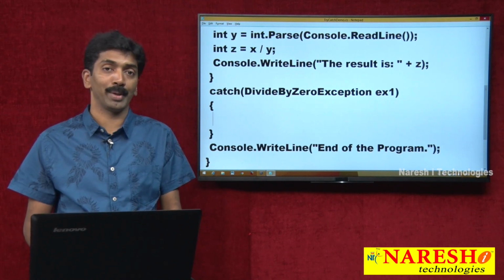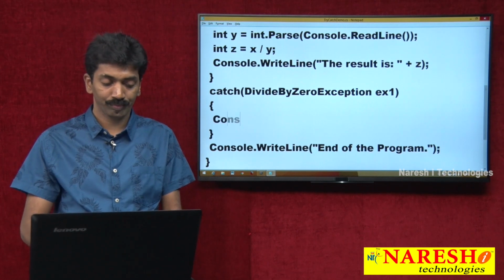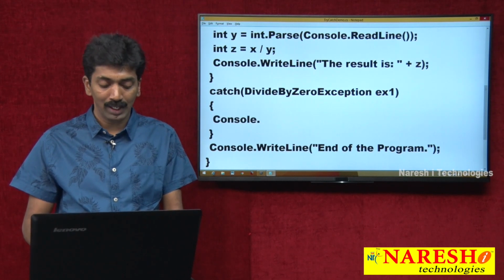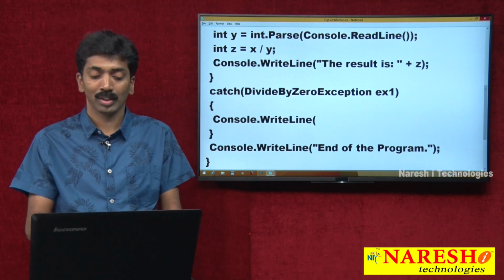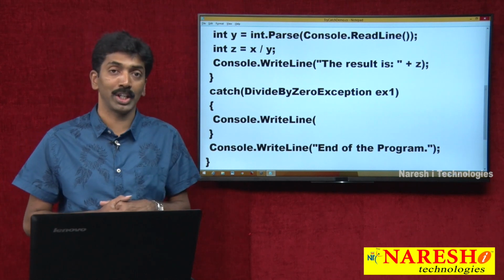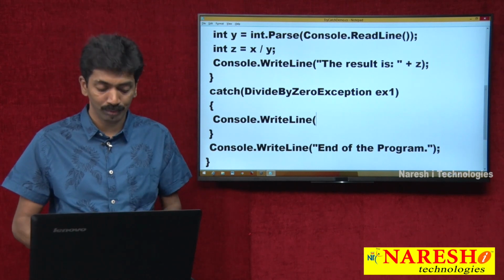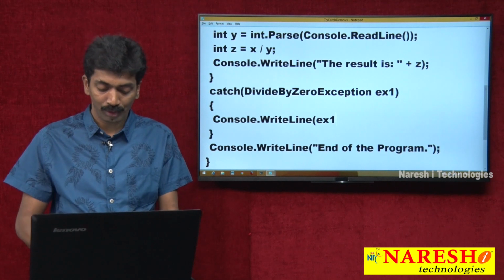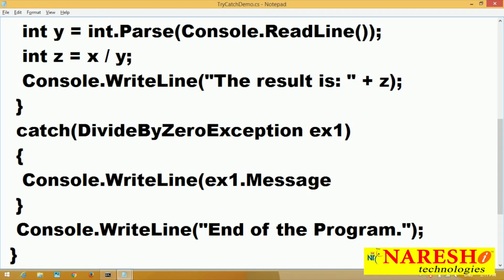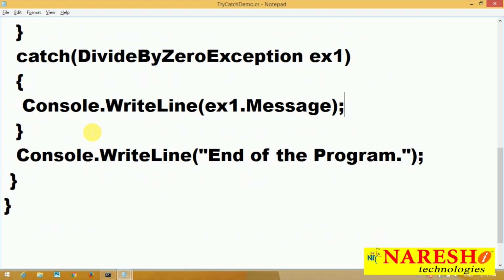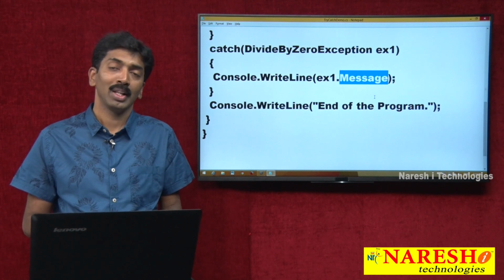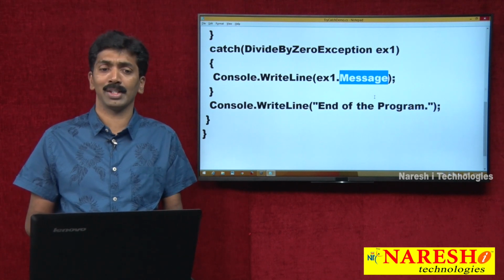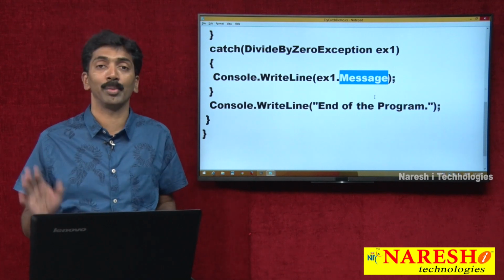See, when you're displaying an error message, you have 2 options. Option number 1, you can display the error message that is associated with the exception. Divide by 0 exception is associated with an error message. You can print it. How? ex1 dot message. What is that message? Message is a property under the class divide by 0 exception, and this is going to return you the error message associated with that class. That message will be displayed.